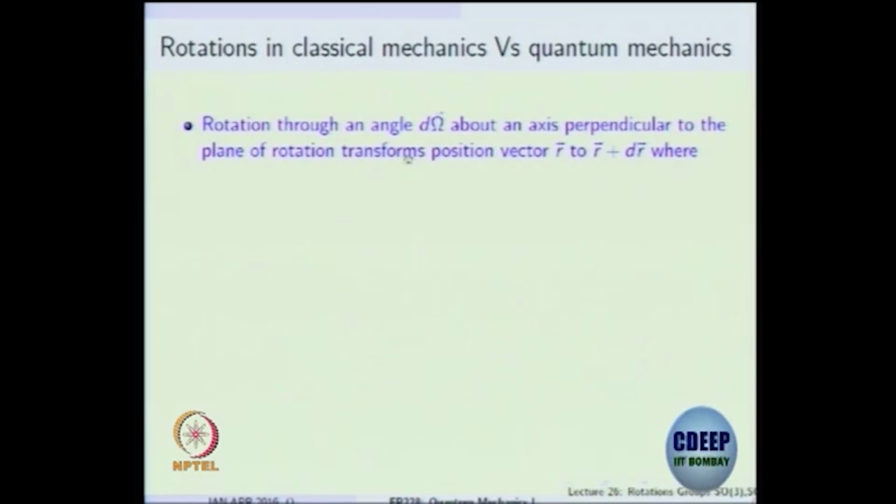So, rotations in classical mechanics versus quantum mechanics. Typically in classical mechanics, when you rotate by an angle d omega about an axis perpendicular to the plane, the vector r transforms to r plus dr, where the change in the vector for an infinitesimal rotation you can write as a vector product: r prime as R times r vector, which is r plus d omega cross r. This is exactly what we did in the earlier slide, writing the explicit matrix form, but you can rewrite it in this fashion. This I am assuming you know from classical mechanics.